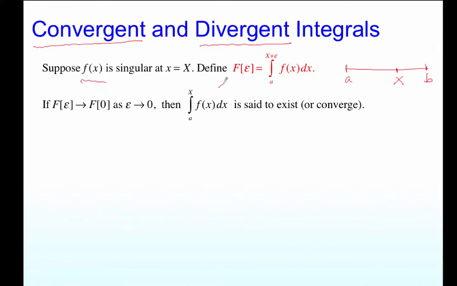And so we shall define f of epsilon to be the integral of f from a up to some point which is close to x. Now remember that epsilon can be positive or negative. The integral is said to exist or converge if f of epsilon approaches f of 0 as epsilon goes to 0. Otherwise, it is said not to exist or to diverge. Now, for understanding this well enough, we shall need to take a number of examples.